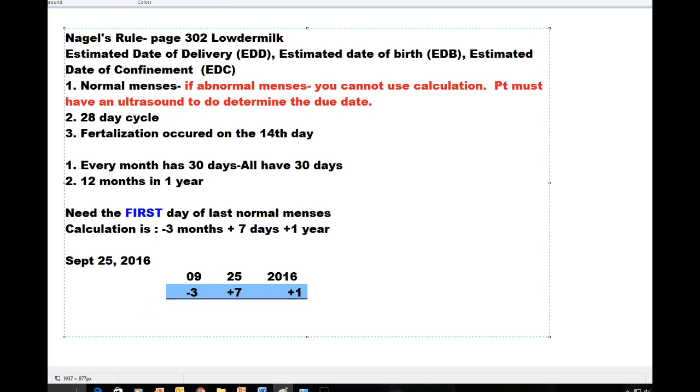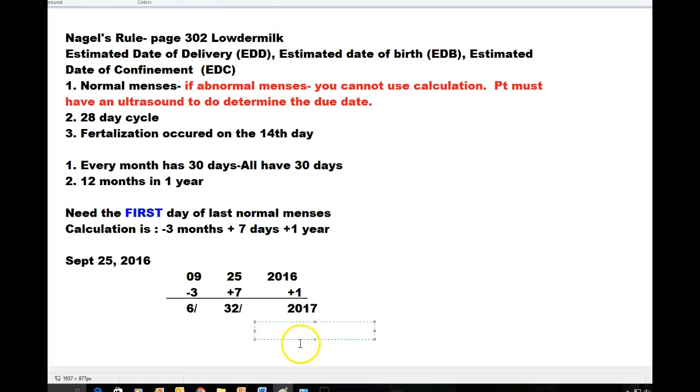So when we do that, our calculation will be 6, 32, 2017. Well, obviously we know that a month does not have 32 days.